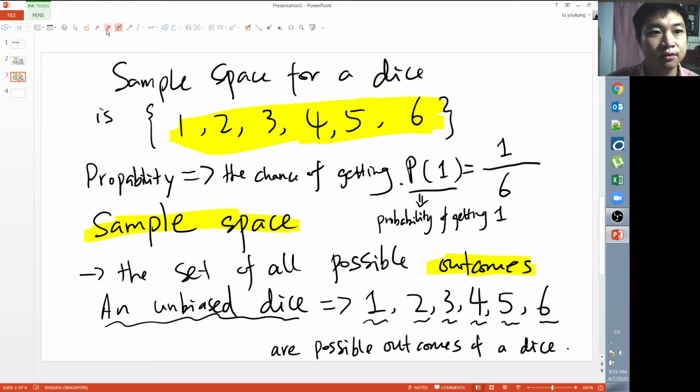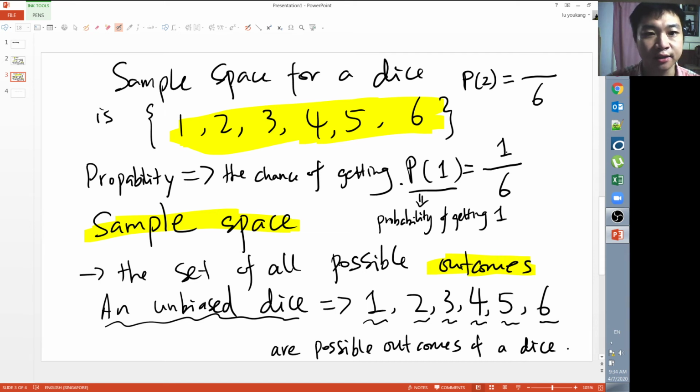Let me try out another one. Let me erase this. Let me try out the probability of 2. So what is the probability of getting a 2 in this sample space? Over here you see 6 outcomes.